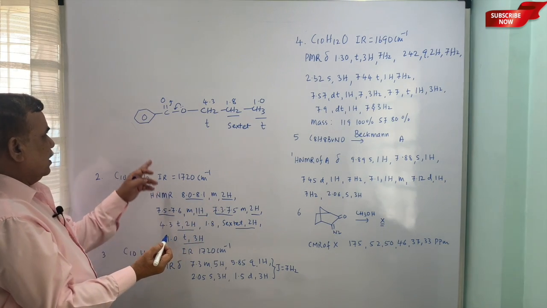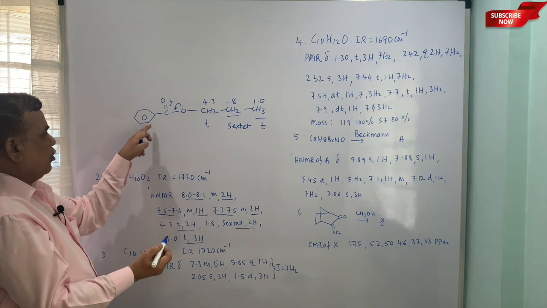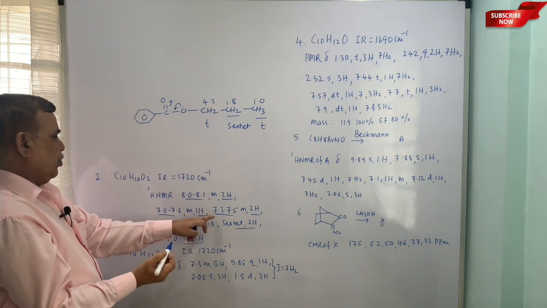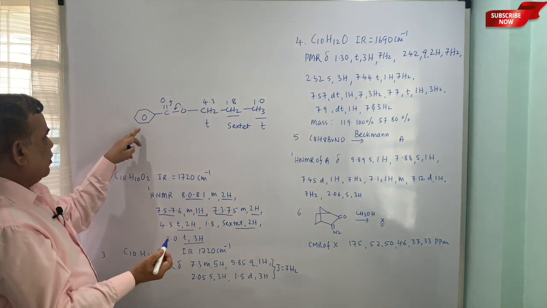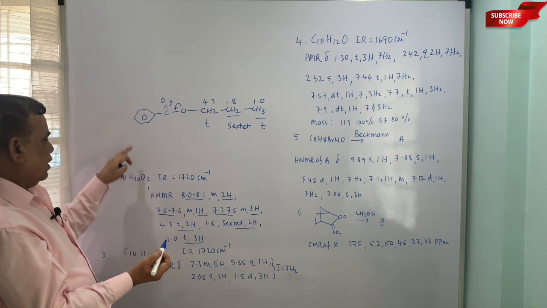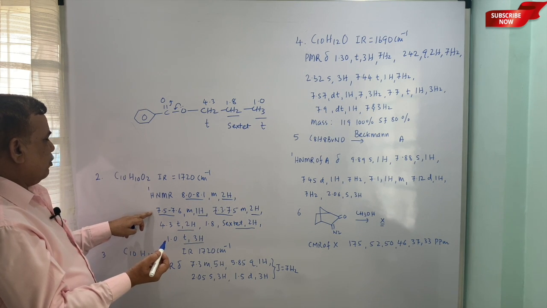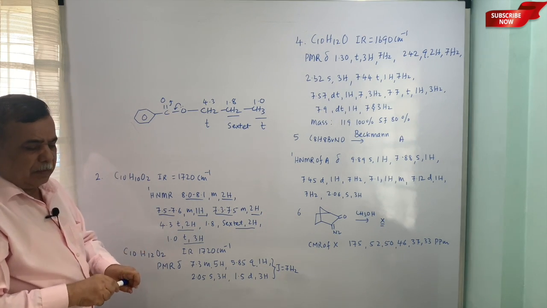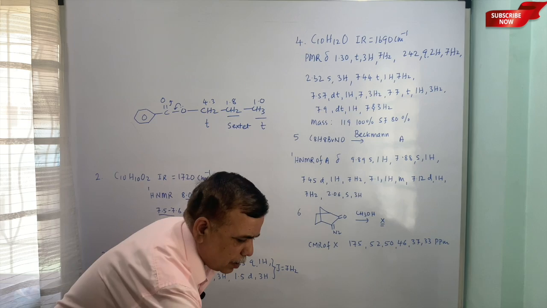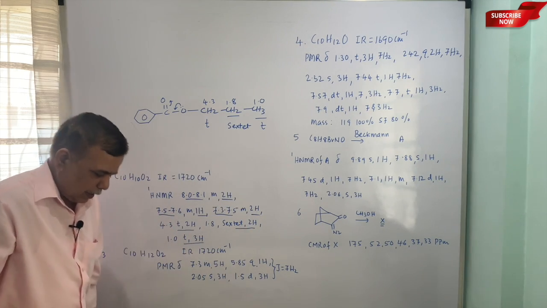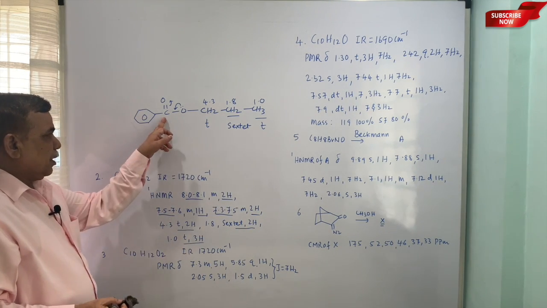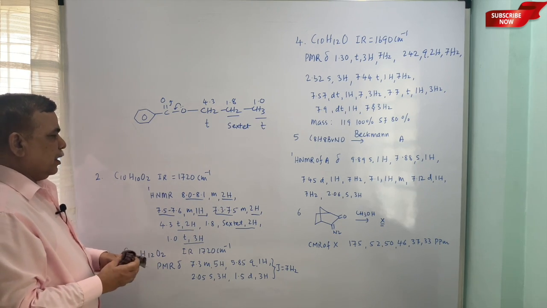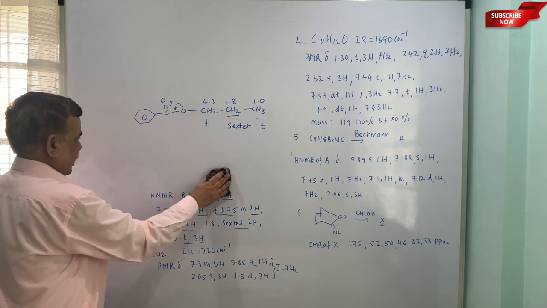8 is ortho to carbonyl, then 7.3 meta, and then 7.5 to 7.6 is para. That is how the assignment should go. The meta is upfield with respect to carbonyl, ortho and para have to be downfield. That is the theory behind it.